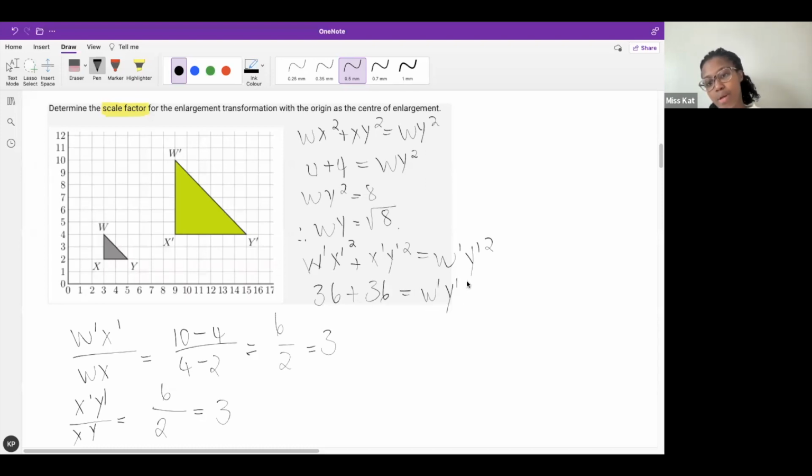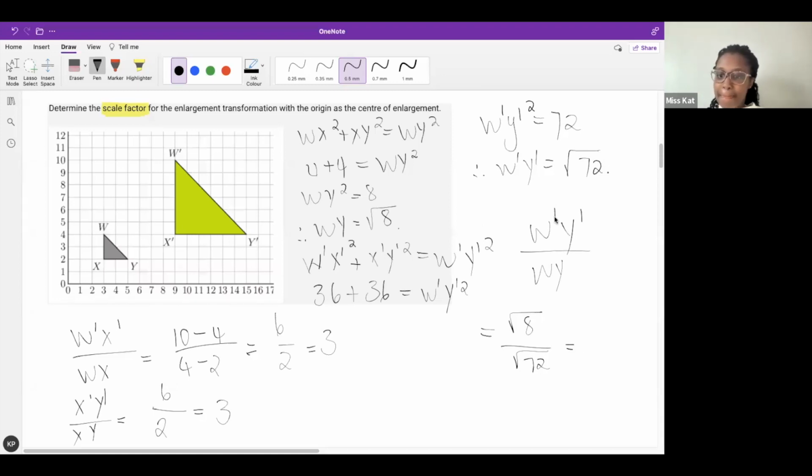W prime y prime squared is equals 36 plus 36, 72. Therefore, y prime equals the square root of 72. Whew. Now we do the same thing. What is y prime? Nope, w prime y prime over wy, which means the square root of 8 over the square root of 72. How much is that? Calculator?